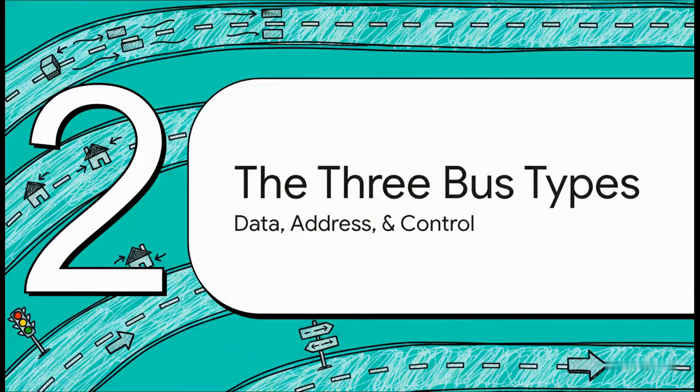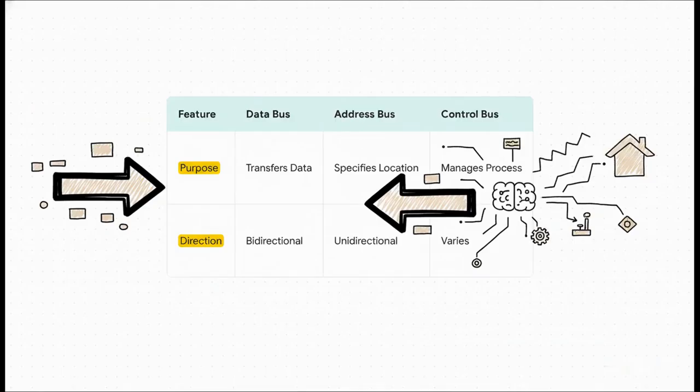Okay, now let's dive into those 3 lanes we talked about. We have a lane for the data itself, a lane for telling the data where to go, the address, and a lane for managing the flow of traffic, the control signals. Here's a quick side-by-side look. You can see the data bus moves the actual stuff, and it's bidirectional, meaning data goes both ways. The address bus just specifies the location, so it's usually unidirectional. And then the control bus is the manager, overseeing the whole process.